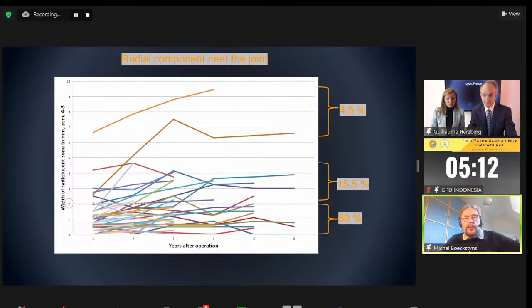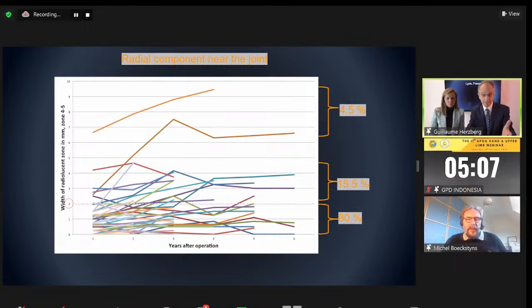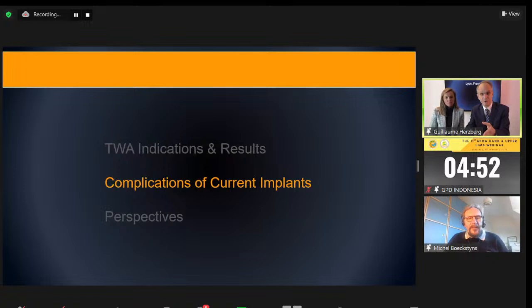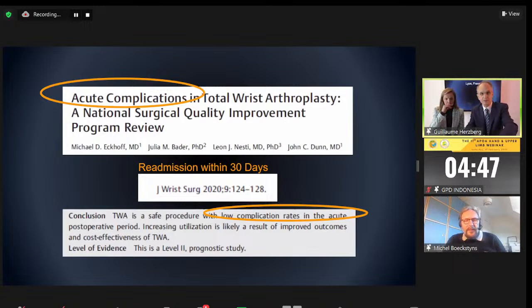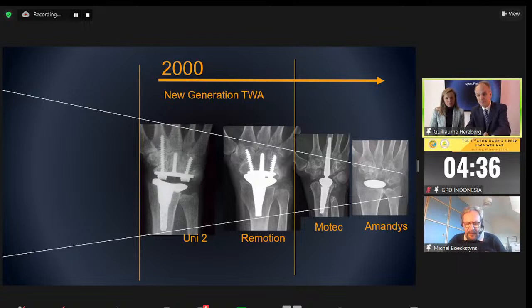Thank you, Michel. So the next step is to focus on complications, but not only on complications of the Remotion, it would be unfair. We will focus on complications, and this is our second part of the talk: complications of all the four implants. Acute, it's okay. It's a safe procedure. There is no problem at the acute stage. It's not a very dangerous procedure, but it's interesting to compare the complications between the four main types of implants that we highlighted at the beginning of the talk.